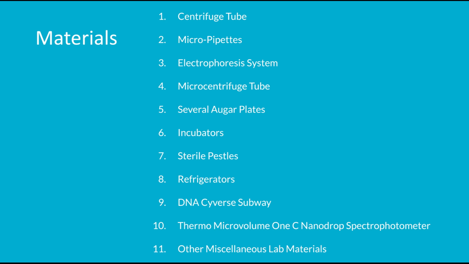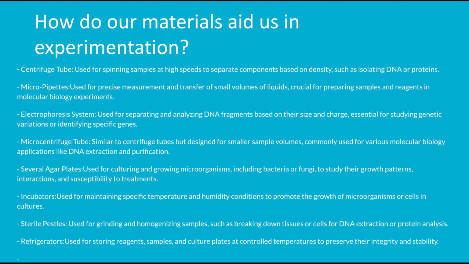Some materials include centrifuge tubes, micropipettes, electrophoresis system, microcentrifuge tubes, several agar plates, incubators, sterile pestles, refrigerators, a DNA Subway system, as well as the R Shiny system, a Thermo microvolume nanodrop spectrophotometer, and other miscellaneous lab materials. How do our materials aid us in experimentation?